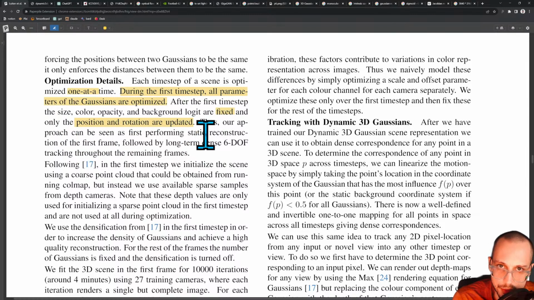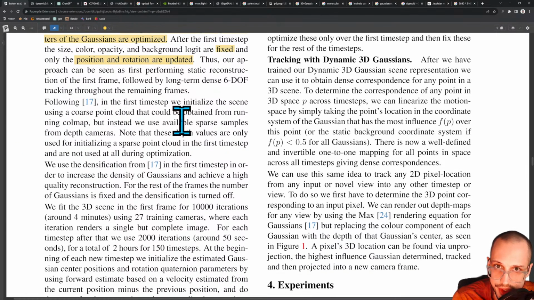Our approach can be seen as first performing static reconstruction, followed by long-term dense 6DOF tracking. In the first time step, we initialize the scene using a coarse point cloud that can be obtained from running COLMAP, good old COLMAP, which isn't perfect, but instead we use available sparse samples from depth cameras. What? Note that the depth values are only used for initializing a sparse point cloud in the first time step and are not used at all during the optimization. So I think in the original paper that we read last week, they compared whether you initialize from a uniform grid or from a sparse point cloud.